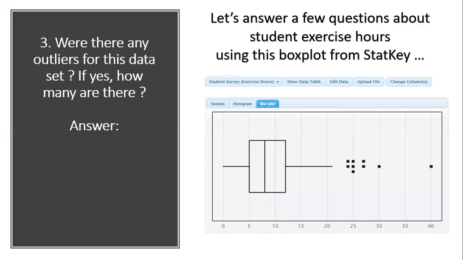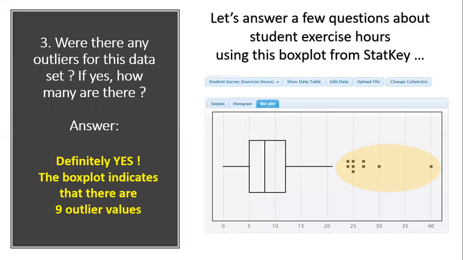A third question: were there any outliers for this data set? And if yes, how many are there? Well, looking at that box plot, we can clearly see that we have some dots appearing in addition to our box and our whiskers. We see them over there on the right-hand side. Those represent outliers. So definitely yes, there were some outliers in this data set. And by counting them, we see that there were 9 outlying students altogether in the survey.